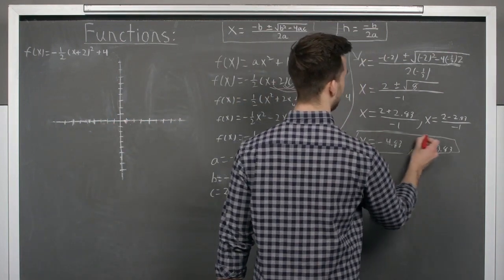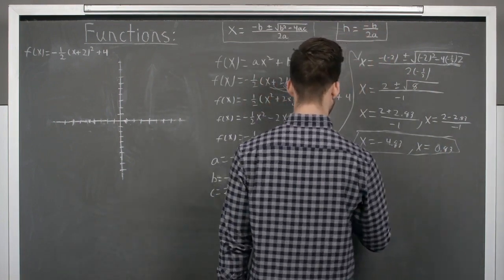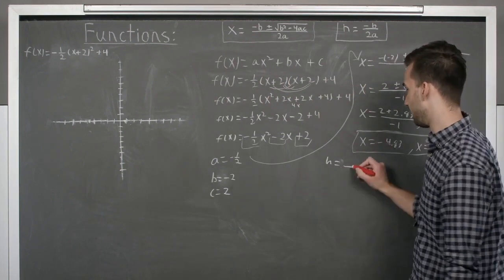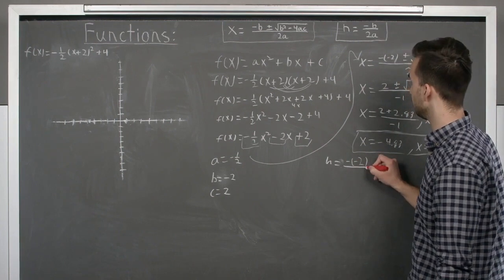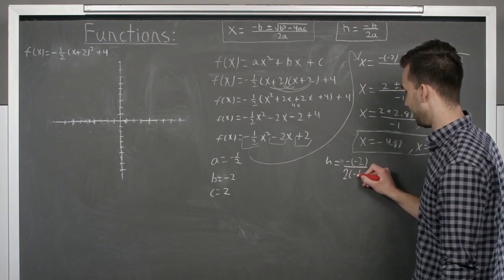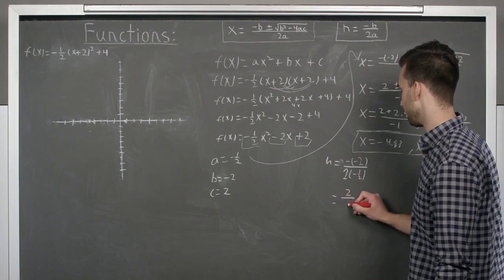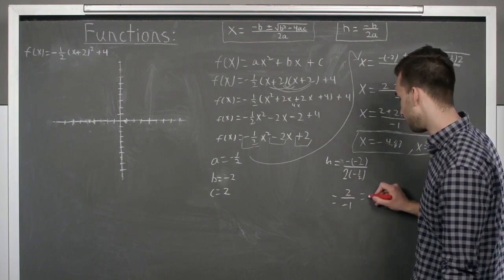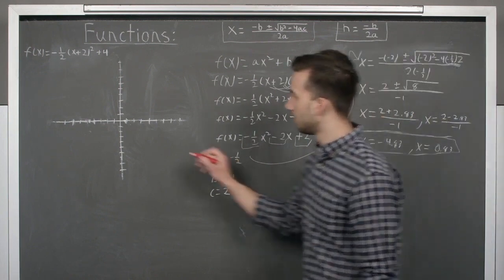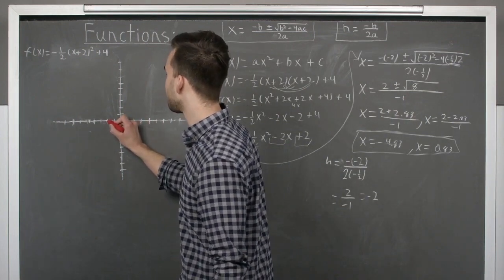Now we just want to find our vertex, so let's use this formula here. h is equal to -b over 2a, so -(-2) over 2 times -1/2. And that gives us positive 2 over -1, so it gives us -2. And if you look, -1, -2, it's just about in the middle of our two points.